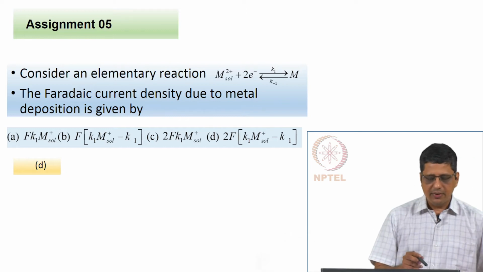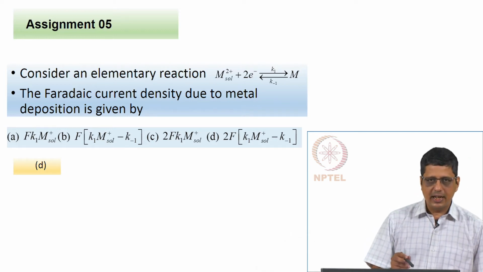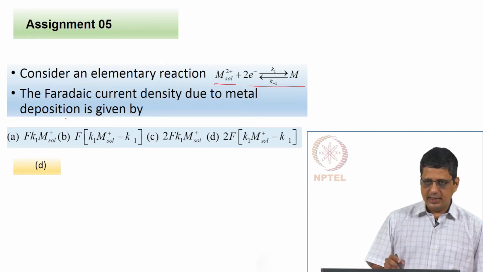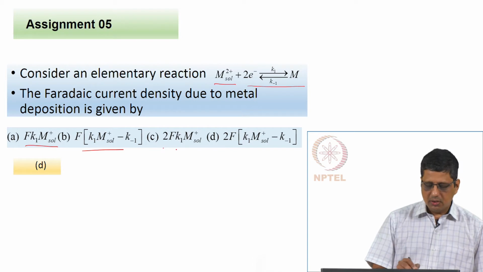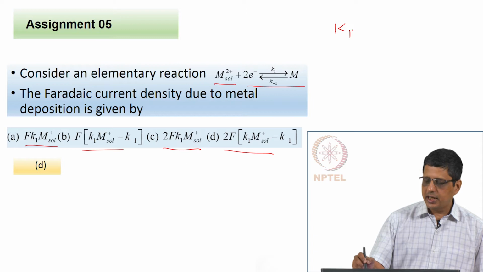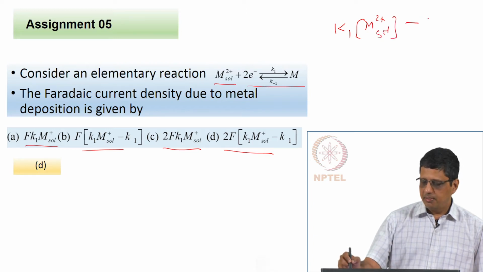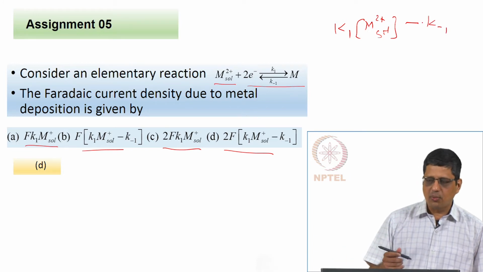So, in assignment number 5, the first question is, we have an elementary reaction, metal 2 plus in solution depositing and becoming metal atom. It takes 2 electrons. The Faraday current density is given by one of these 4 choices. So, this reaction you can write the reaction rate as K1, concentration of metal 2 plus in solution, minus K minus 1, and of course, it is just metal which has an activity of 1.